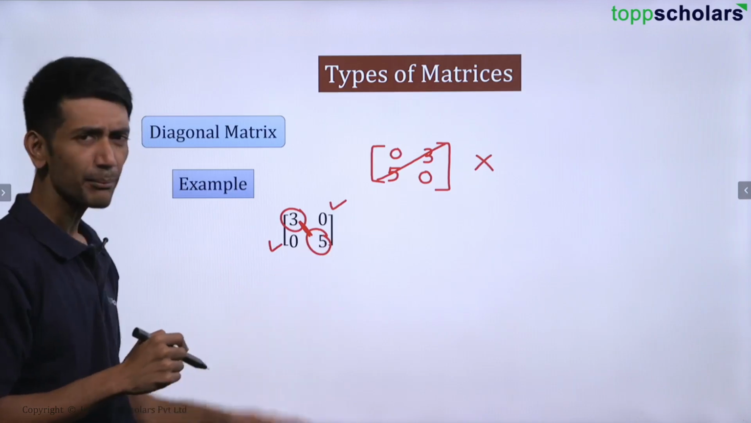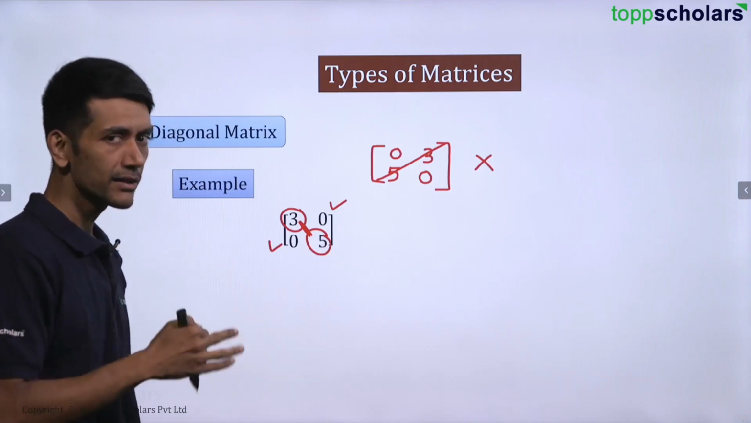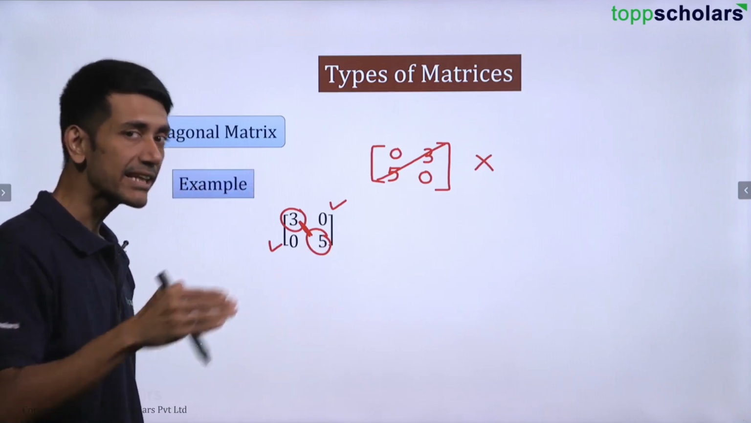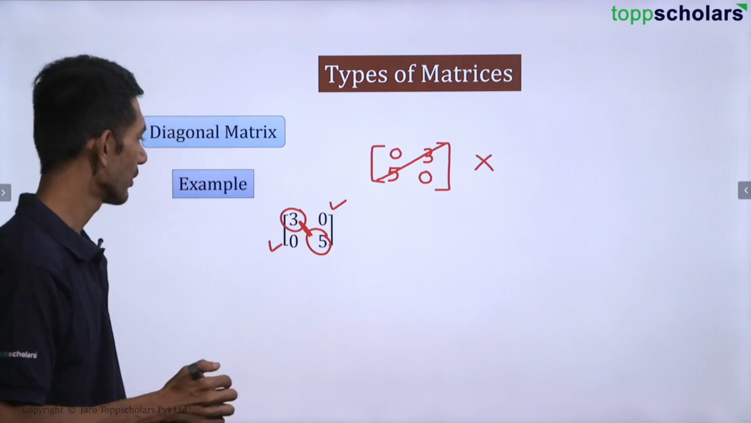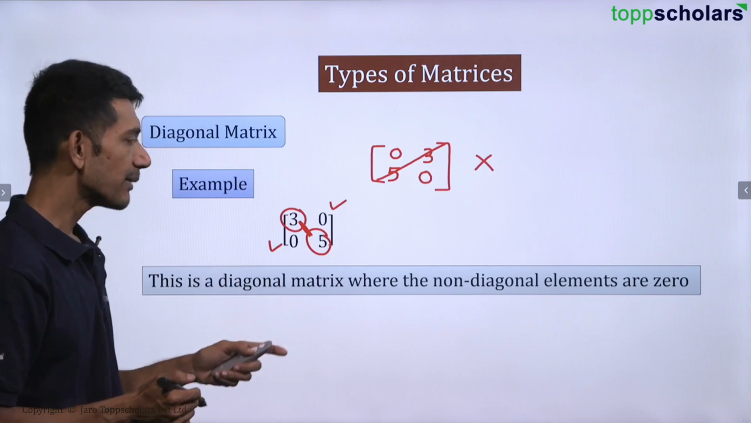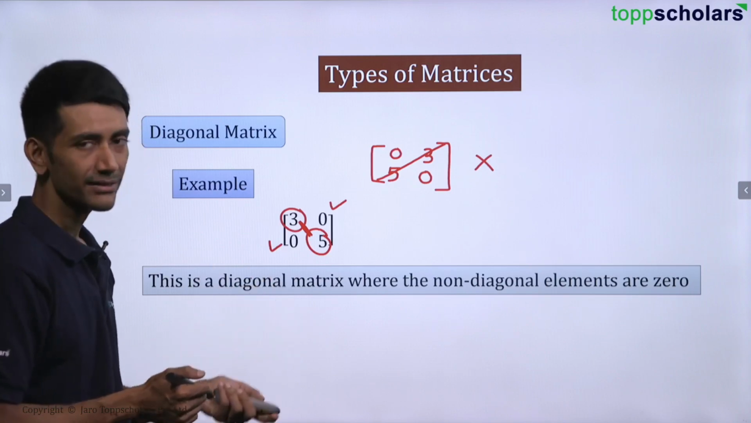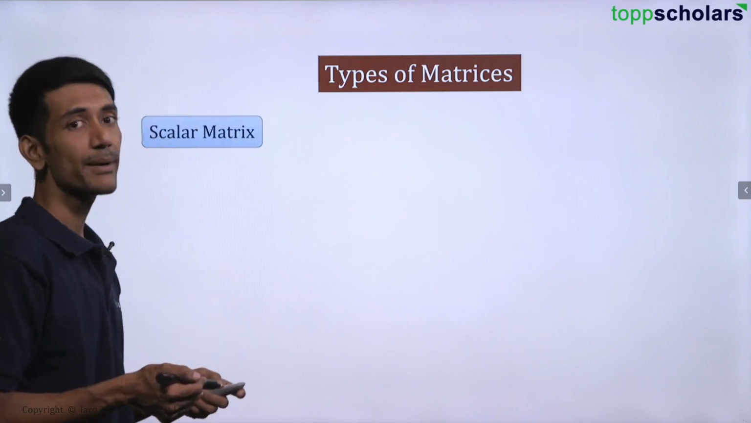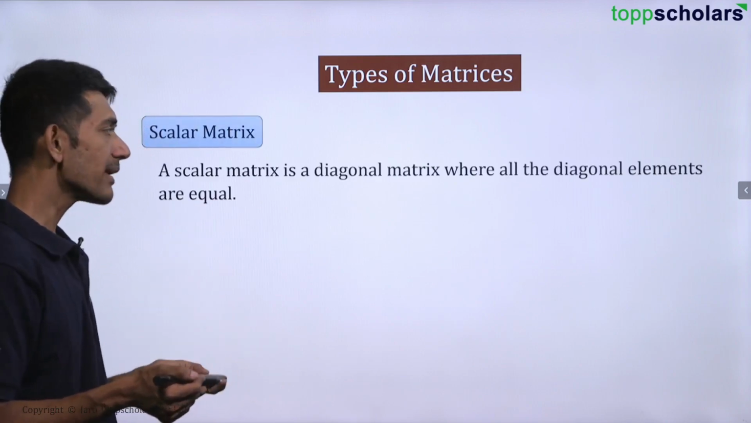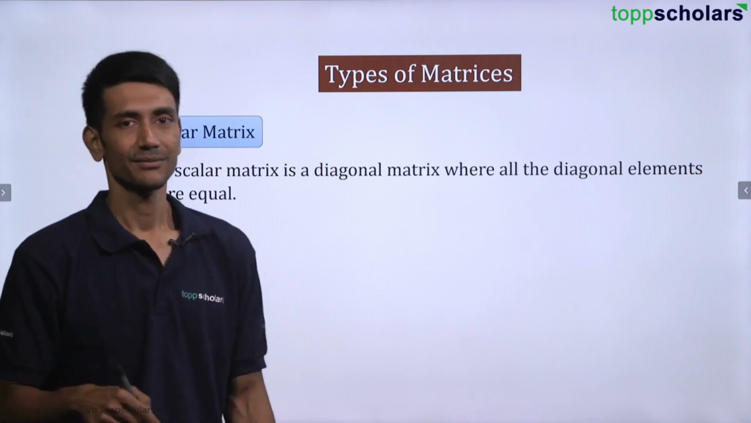Even if you take an example of 3 cross 3, there also the leading diagonal has some elements and the other elements are 0. Okay. So this is a diagonal matrix where the non-diagonal elements are 0. Of course, non-diagonal means other. Now let us talk about a scalar matrix. A scalar matrix is a diagonal matrix.